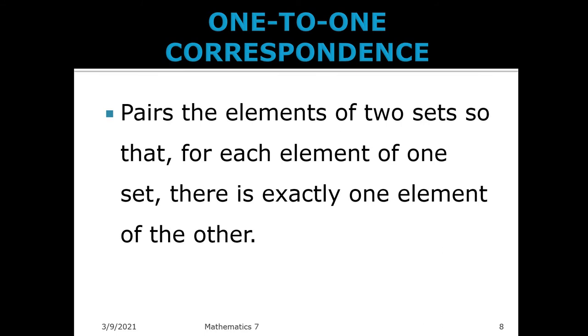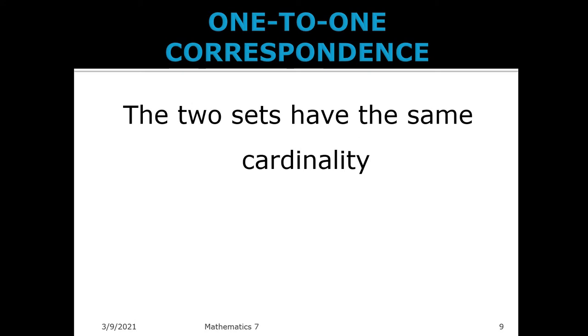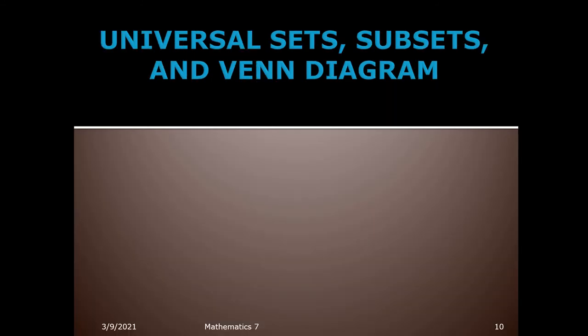One-to-one correspondence pairs the elements of 2 sets so that for each element of one set there is exactly one element of the other. So there is a pair. And the 2 sets have the same cardinality, meaning the same number of elements. So let's move on to other terminologies that are needed: universal sets, subsets, and Venn diagram.